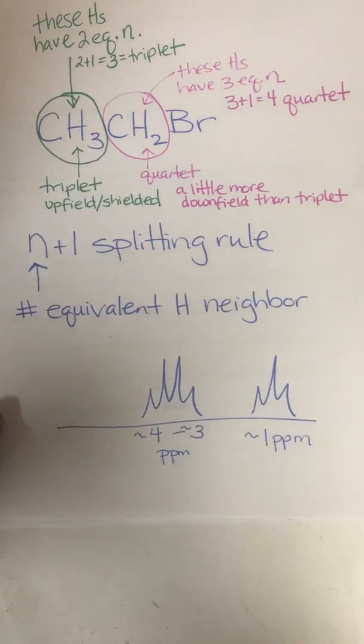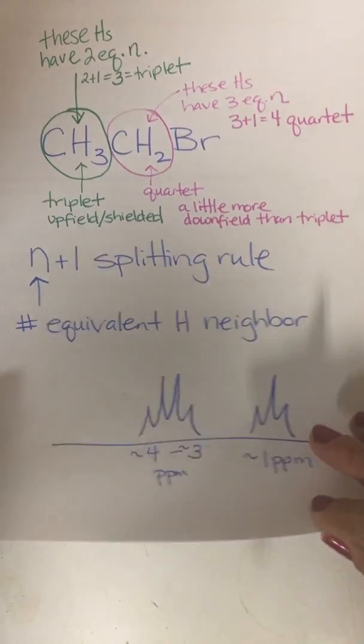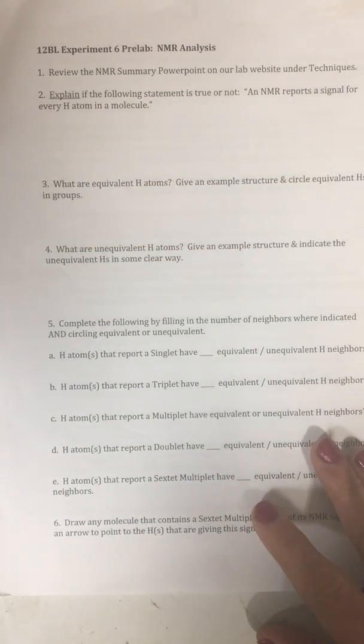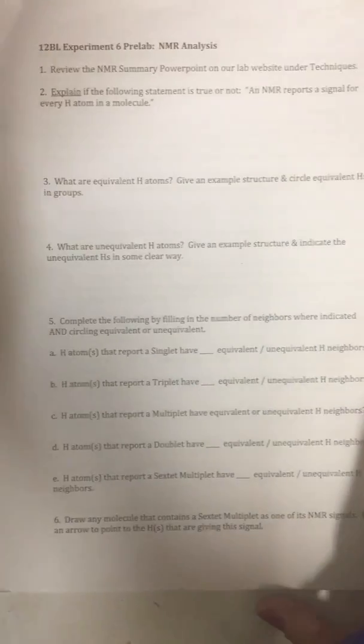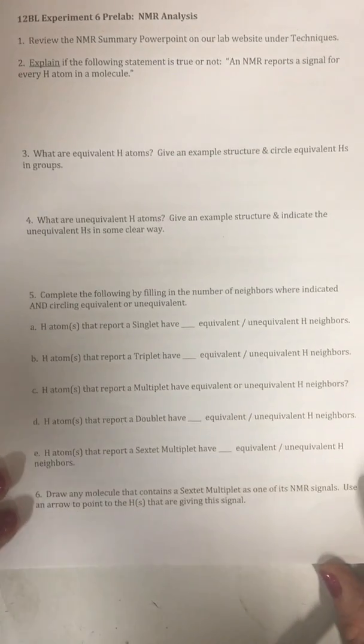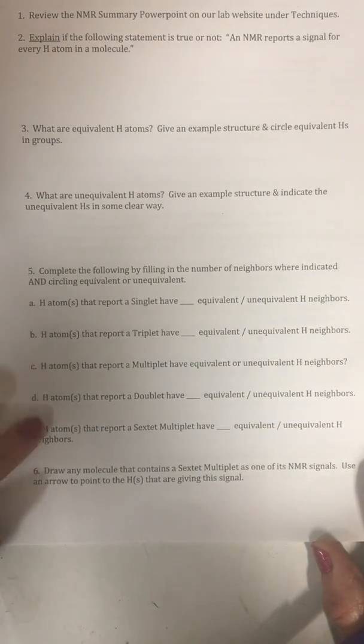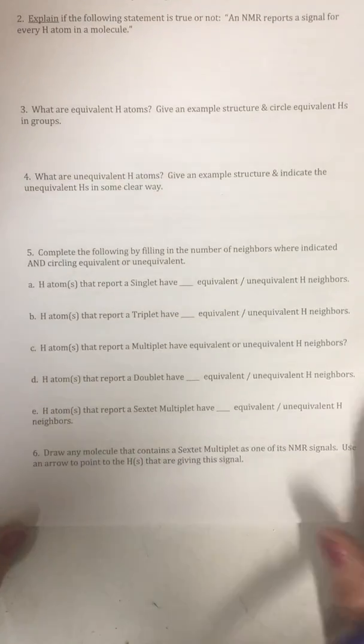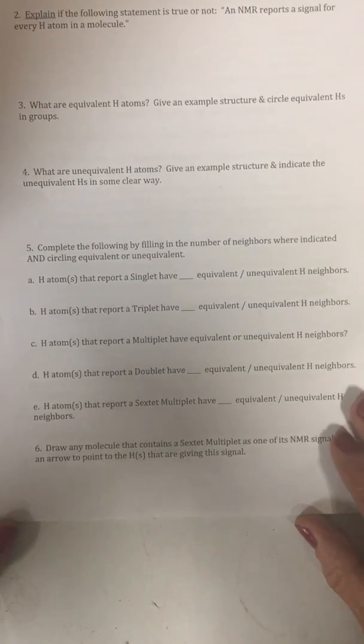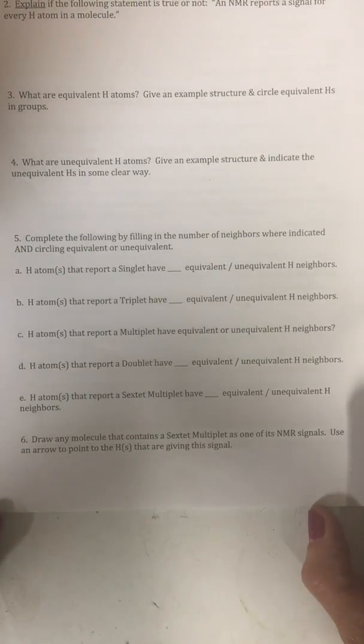So we are going to analyze a bunch of the spectrums in our lab. I just want us to make sure we're comfortable with section 5 right here, counting how many neighbors we would have and what that would mean. I'm not going to fill it in on this paper because I want you to do that, but let's talk it through.